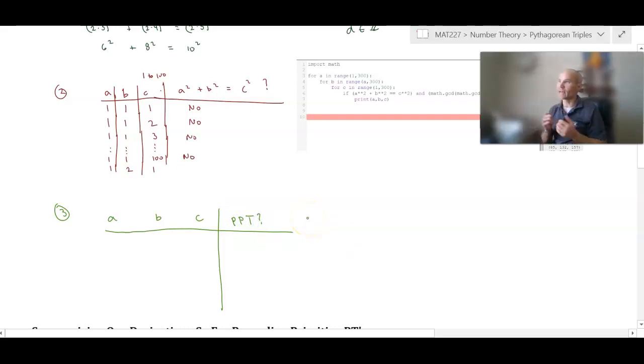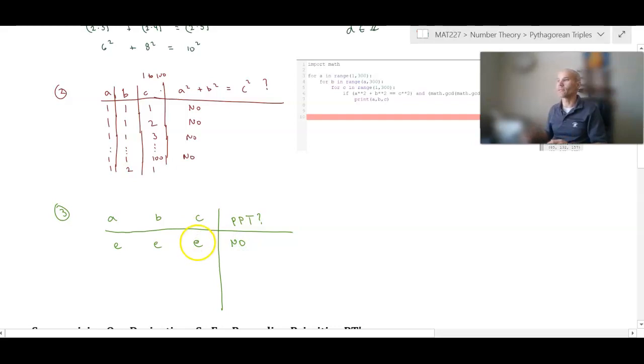That establishes that they can't all three be even. We know that there are Pythagorean triples like 6, 8, 10, all three even numbers, but they're not primitive because they have a common factor of 2. So if these three are all even, then it is not a primitive Pythagorean triple.